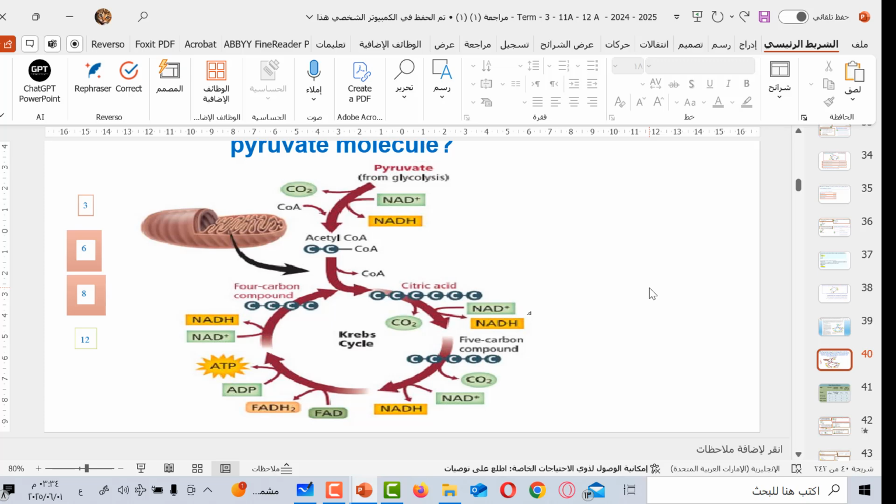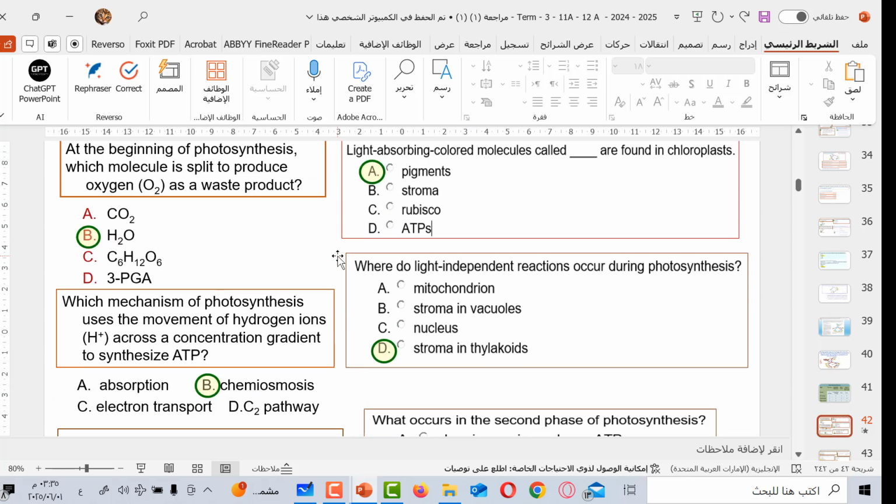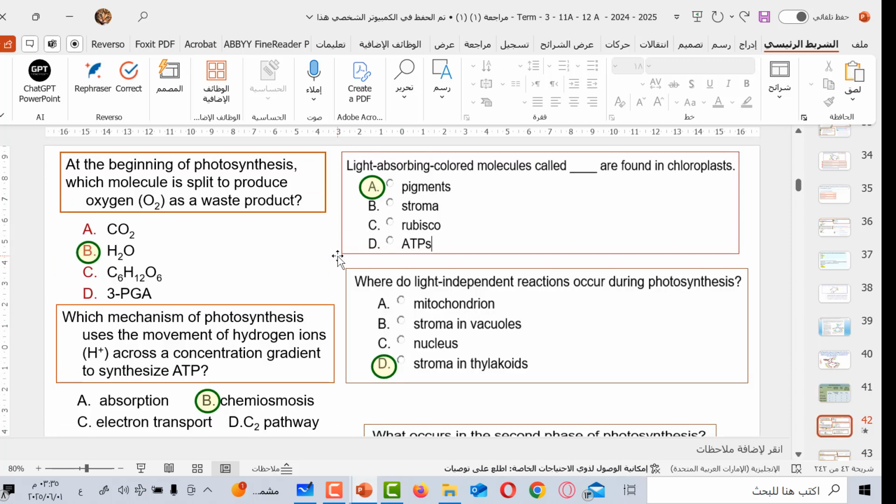Okay, because we know that 1 NADH, when it goes to the electron transport chain, will give us 3 ATP, and FADH will give us 2 or near 2, okay, so it will be 12. Be careful about this question. This question is not a direct question. Okay, let's see another question.